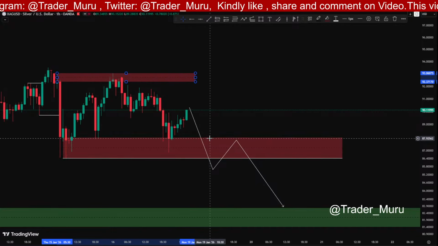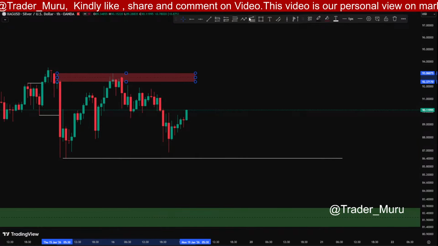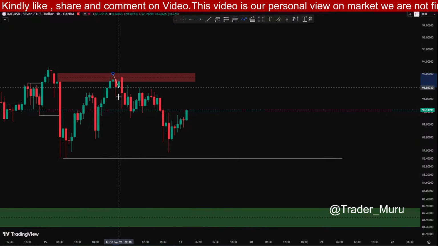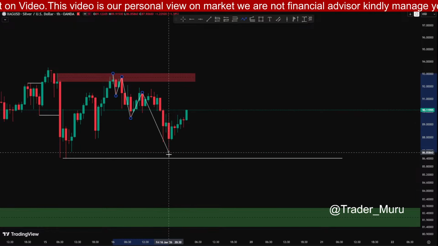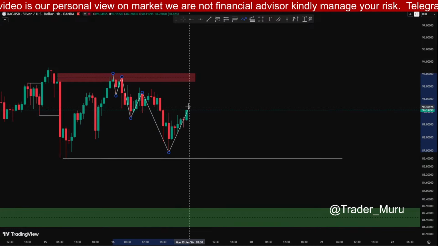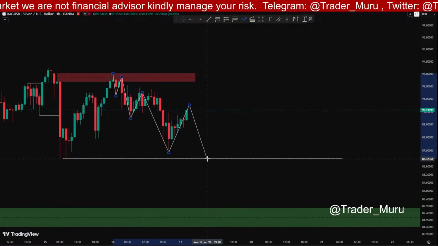Then drop. After the order block test, price is continuously making lower lows and lower highs. See this area? The low, high, again lower low, lower high, lower low, and possible lower high is in formation. Then we will expect a new drop.